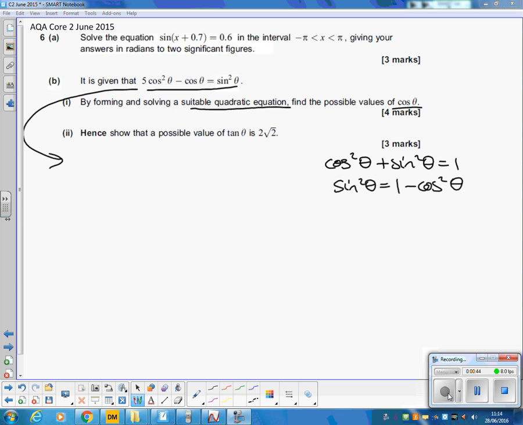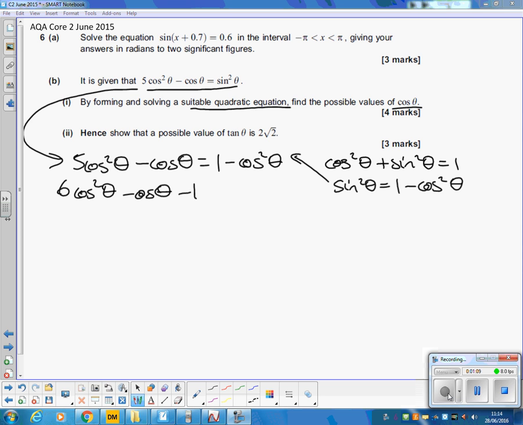I can then take this equation and, using my identity, 5 cos squared minus cos theta equals sine squared, and we know that sine squared theta is 1 minus cos squared theta. Right, we know this is going to be a quadratic, so let's put everything onto the same side. So 6 cos squared theta minus cos theta minus 1 equals 0.